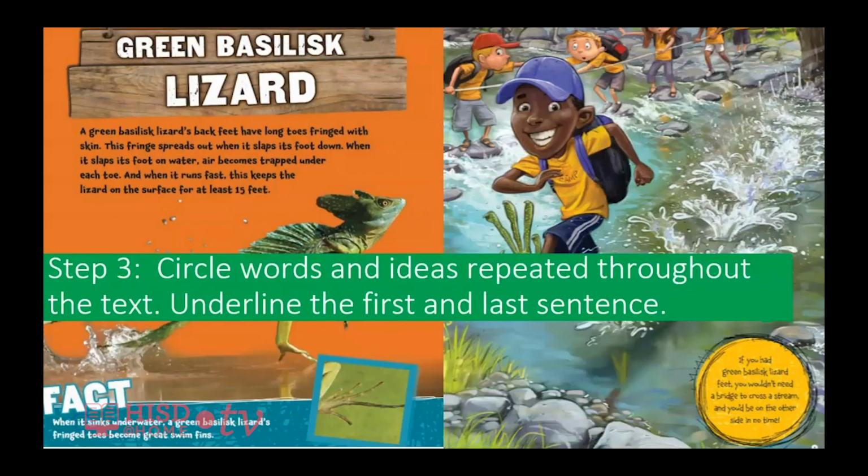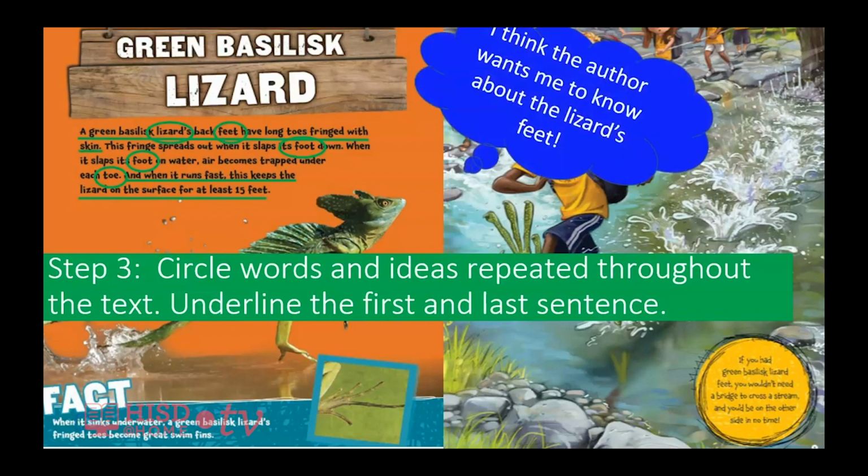Step 3. Circle words and ideas repeated throughout the text. Underline the first and last sentence. Words and ideas repeated throughout this text are lizard, feet, foot, toe, and we're underlining the first and last sentence. A green basilisk lizard's back feet have long toes fringed with skin. And the last sentence, and when it runs fast, this keeps the lizard on the surface for at least 15 feet. I think the author wants me to know about the lizard's feet.